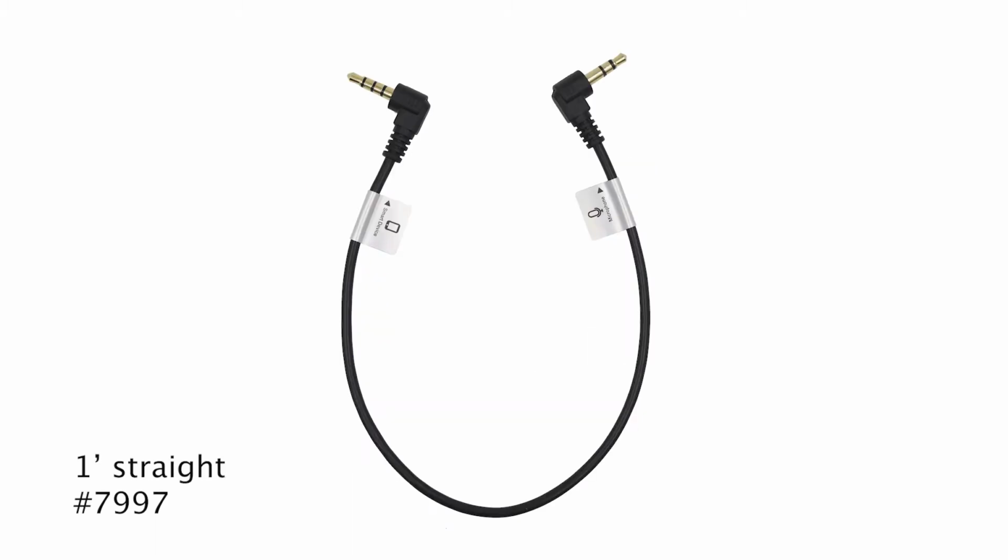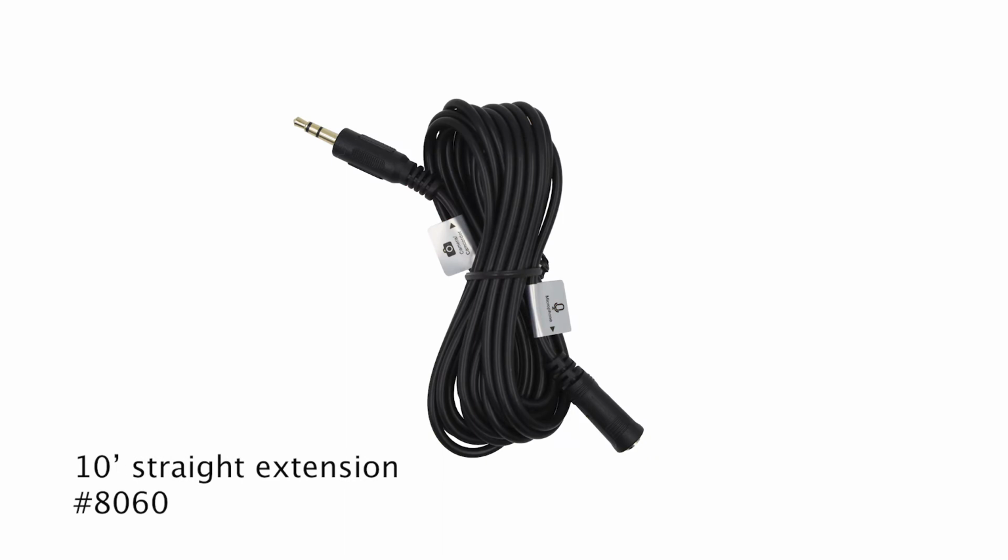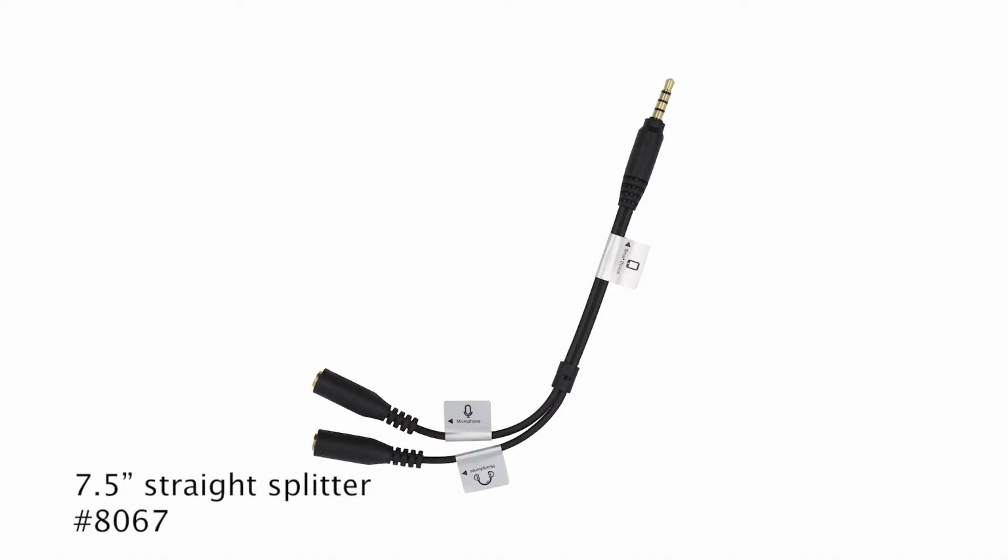Additionally, ProMaster offers a 10-foot extension cable that has a 3.5 TRS male connection on one end and a 3.5mm TRS female port on the other. We also offer a 7.5-inch adapter and splitter. It has a 3.5 TRRS male connection on one end and dual 3.5 TRS female ports on the other end. This gives you the ability to easily adapt your microphone to your smartphone, your tablet, or your computer while gaining a very valuable headphone port so you can monitor your audio as you're capturing the sound.